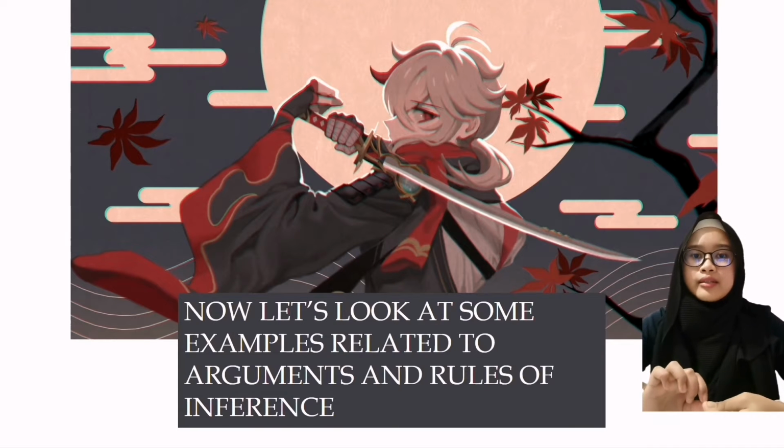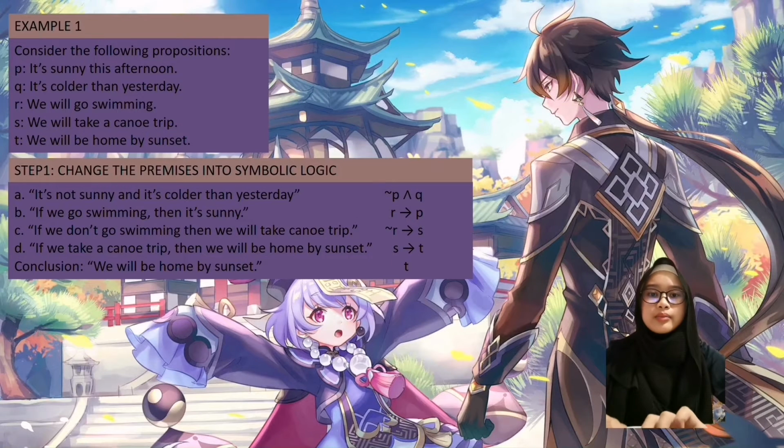Now let's look at some examples related to arguments and rules of inference. Example number 1. Consider the following propositions. P: It's sunny this afternoon. Q: It's colder than yesterday. R: We will go swimming. S: We will take a canoe trip. T: We will be home by sunset.